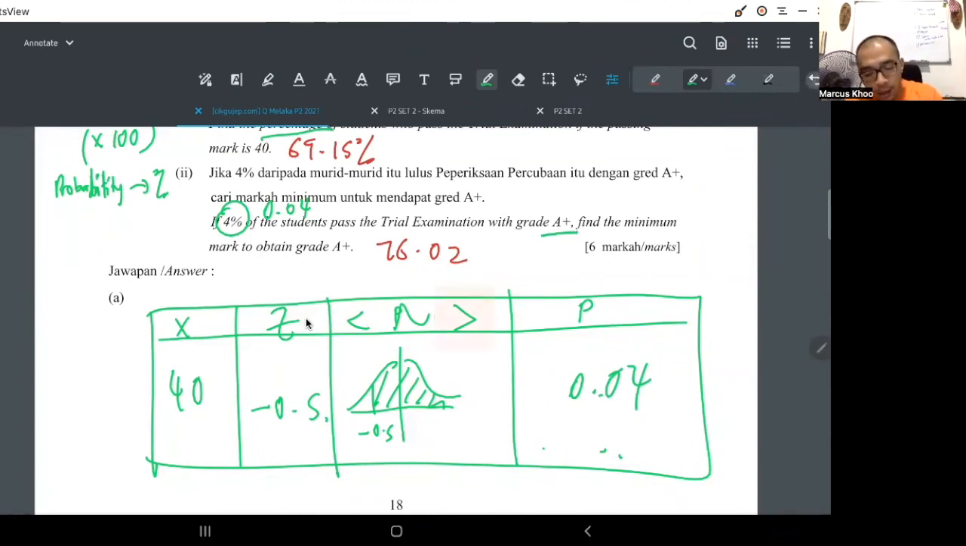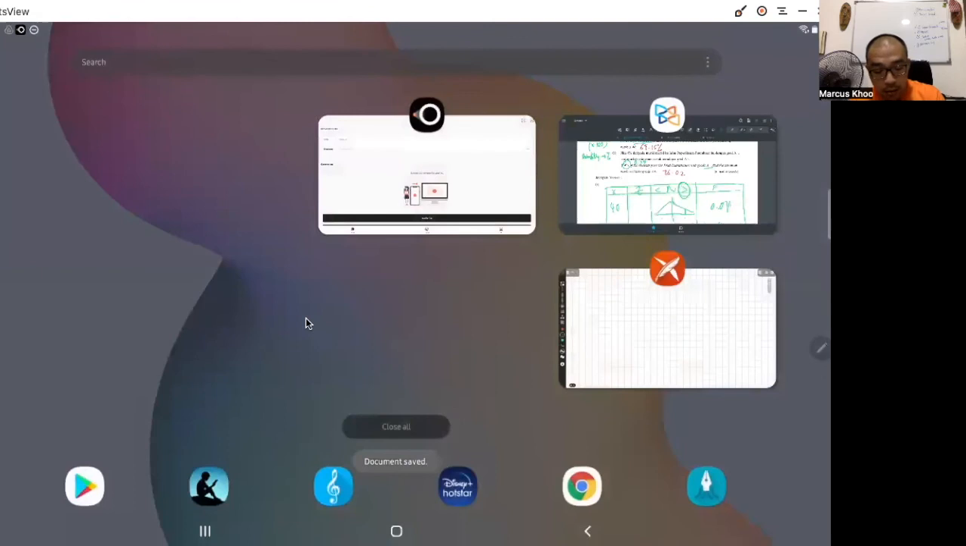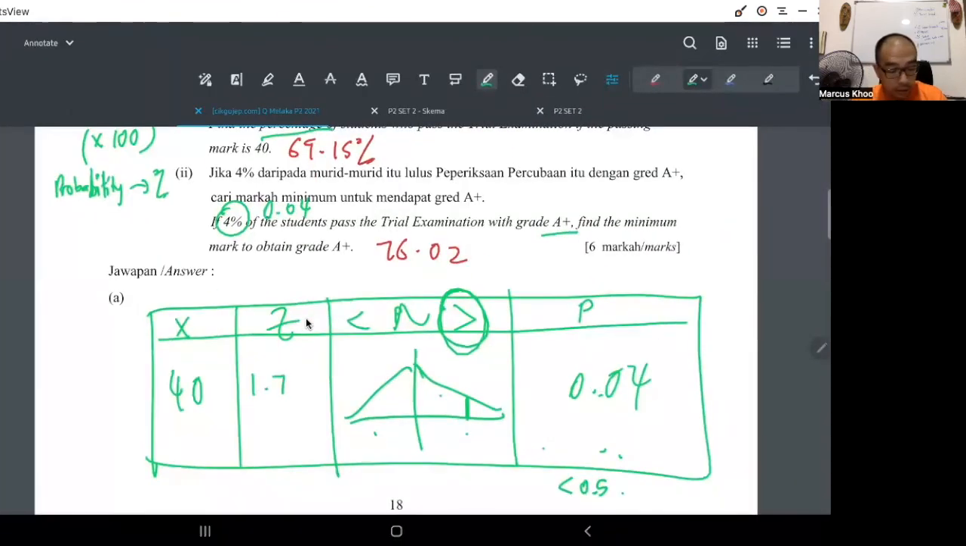And of course, if you remember this, okay, if it is more, we know that the answer for the Z value will be a positive value lah. Okay, so it will be somewhere here. Because this is less than 0.5 and it is more. Okay, what is wanted is more lah. Okay, so the Z will be a positive value. Apparently, according to this, astaga, what am I doing? The Z is 1.751. Okay, you convert the 1.751 back, you will get X equals to 76.02.